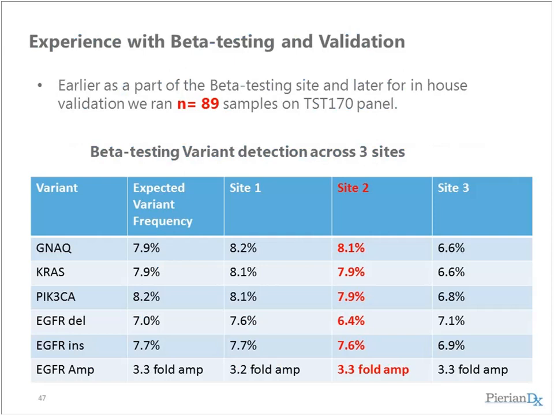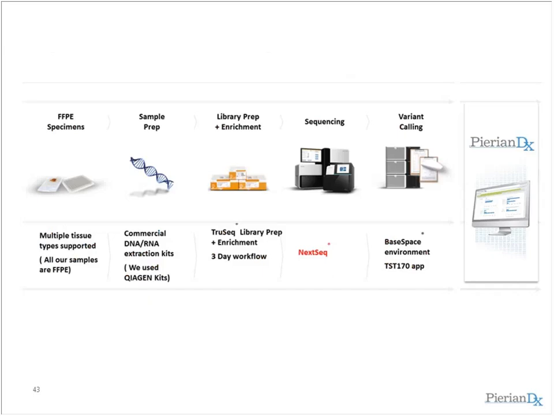But in our experience, we had good inter-site performance for all the SNVs and different variants Illumina has on the panel. Apart from that, all the different samples we have tested have worked very well. I think Tony also mentioned their experience in the previous talk, and ours has been pretty similar to that. But this is the usual workflow for most, if not all, of our samples.